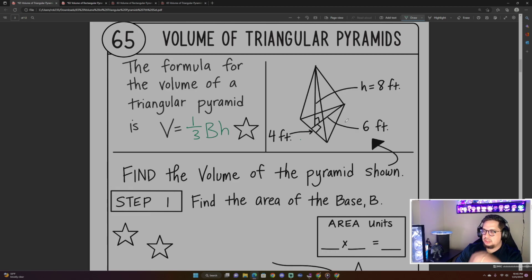Okay, so we have our formula, which is exactly the same as for the rectangular pyramid, but again, the difference between a rectangular pyramid and a triangular pyramid is the base. So now finding the area of the base is going to be different, because our base is a triangle, it's not a rectangle. So it's going to be a different formula. Here, the base of the triangle is 4, the height of the triangle is 6, and the height of the pyramid is 8.